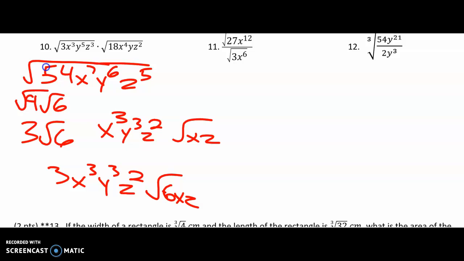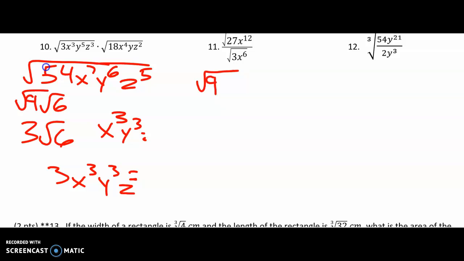All right, number 11. We'll try again here. Give myself some space. I'm just going to straight divide. Right away I have 27 divided by 3, which is 9. And then 12 minus 6, which is 6. I'm still inside my square root. The square root of 9 is 3. 6 divided by 2 is also 3. So there's that one, nice and simple.